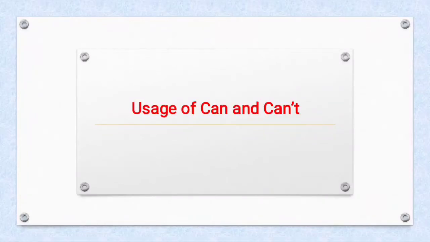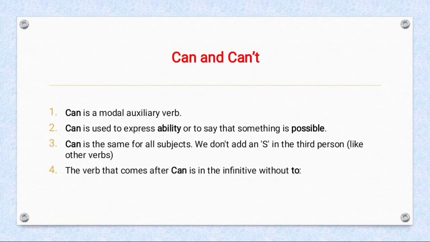Today we are going to talk a bit on usage of can and can't. So let's get started. Can and can't can be used in four ways. The first is can is used as a modal auxiliary verb. Can is used to express ability or to say that something is possible.